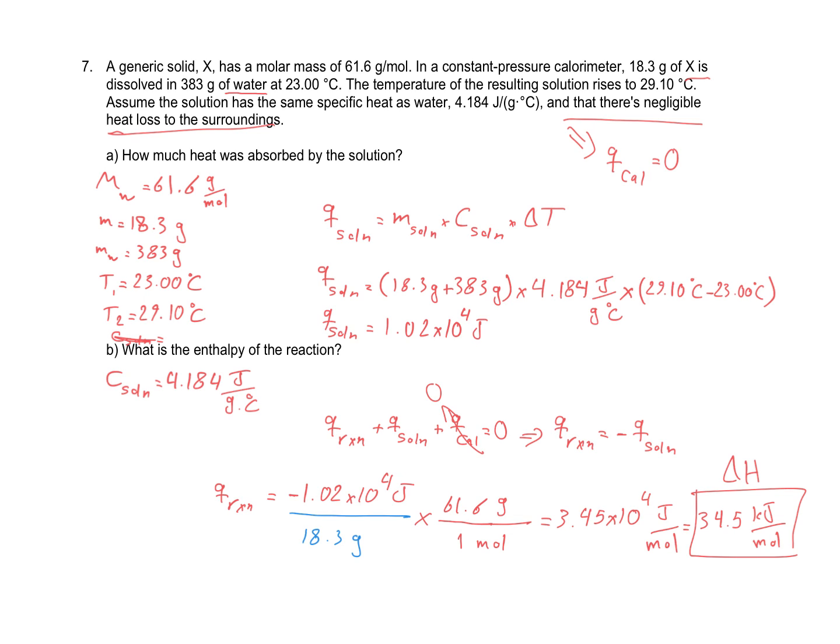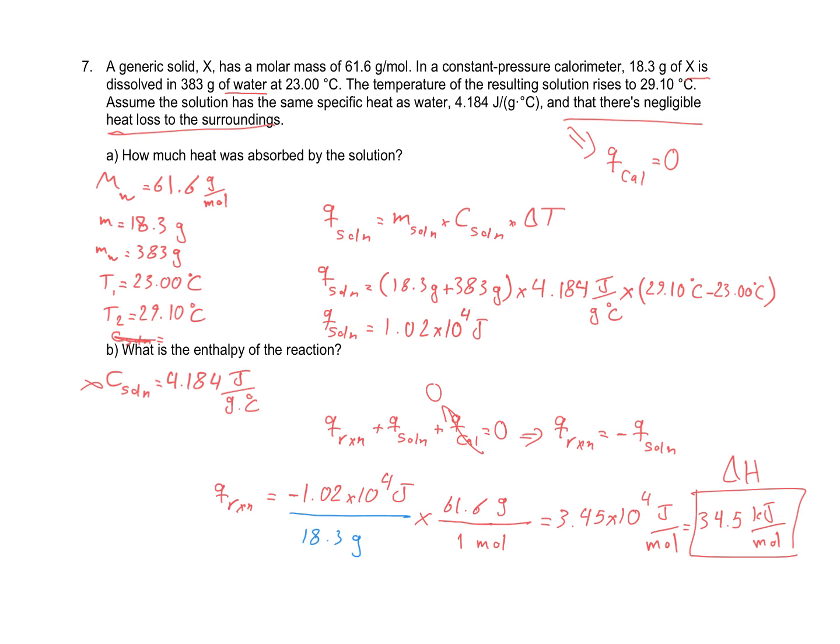And we assume that the solution has the same specific heat as water. So the C of the solution, I didn't have enough space over there, so I wrote it here. So the specific heat of the solution is 4.18. And there is negligible heat loss to the surroundings. So that's one of the things I mentioned in question 5, I guess, or maybe 6. So since there's negligible heat loss to the surroundings, and that included the calorimeter too, Q cal equals 0.